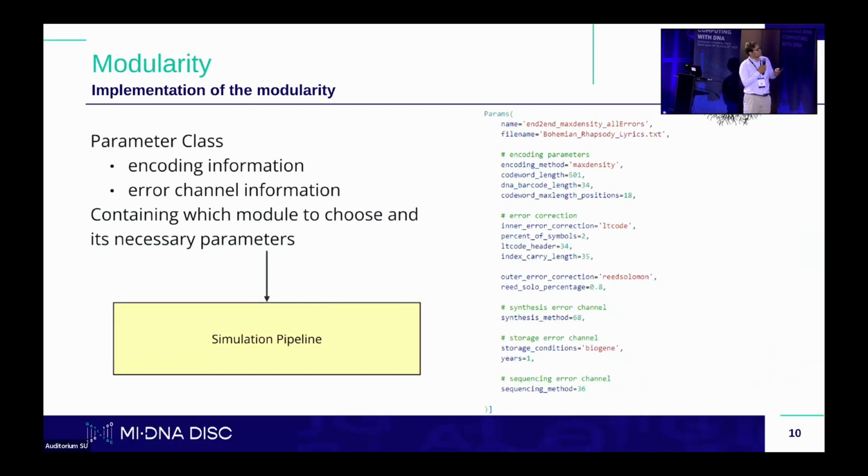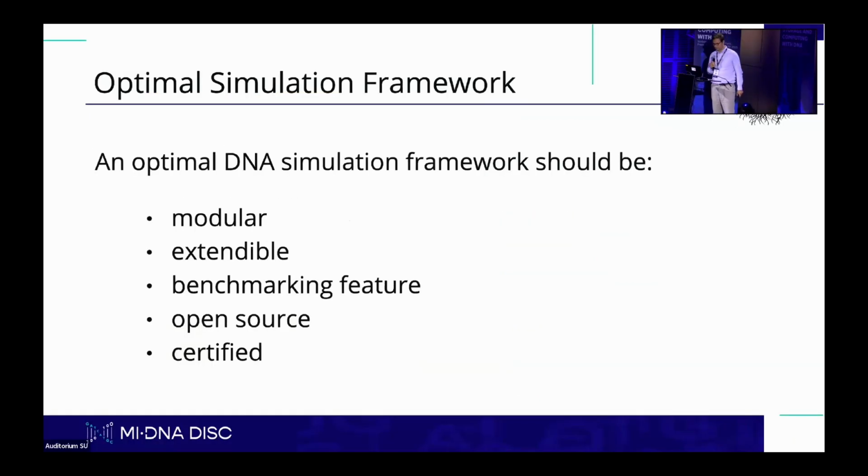And here, for instance, you can see the parameter object. By simply changing a single value here, you can modify your simulation and thereby create instant and very easy simulation results.